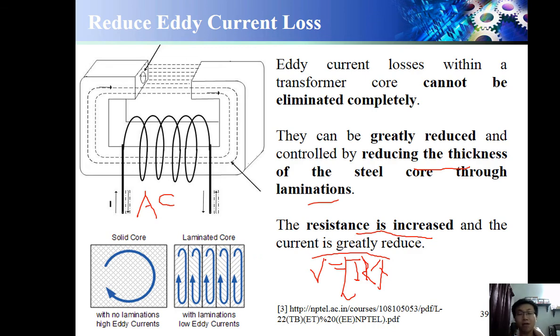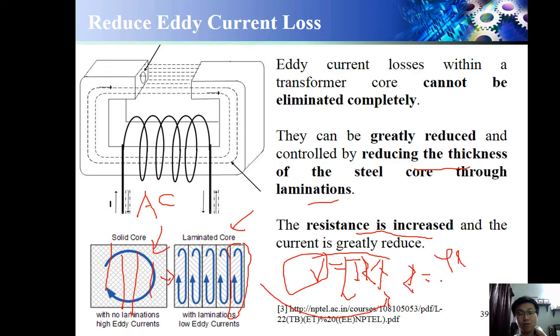I can say like this, but this is not constant. In order to minimize this, we need to segmentize it, become this one. We call this a laminated core. And then the smaller the area, the higher the resistance. According to this formula, R equals rho L divided by A.